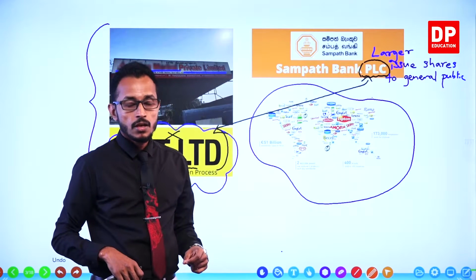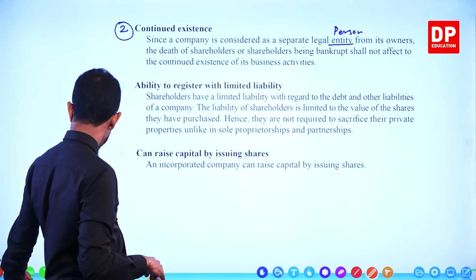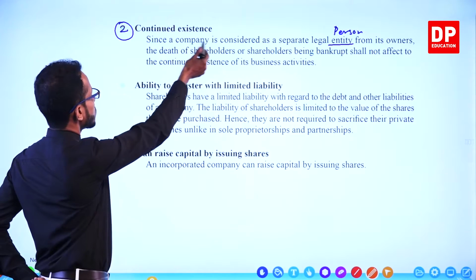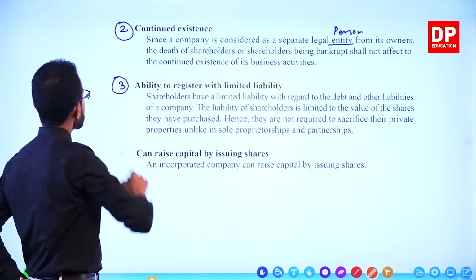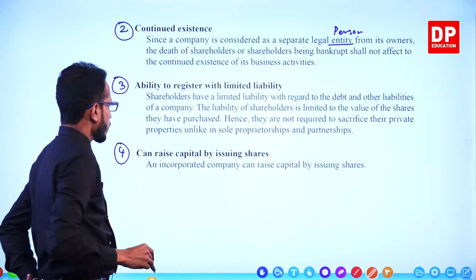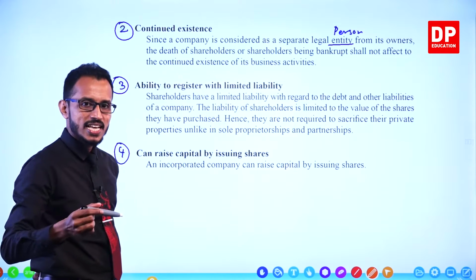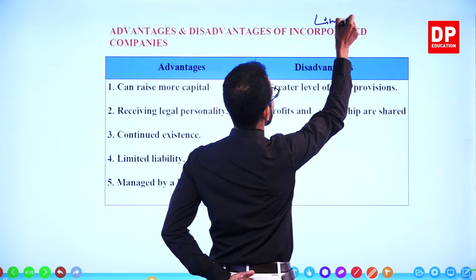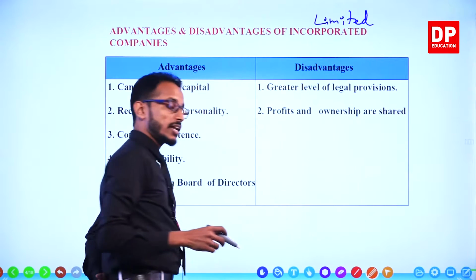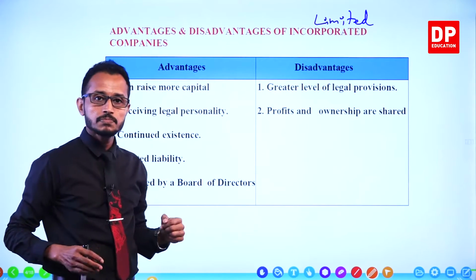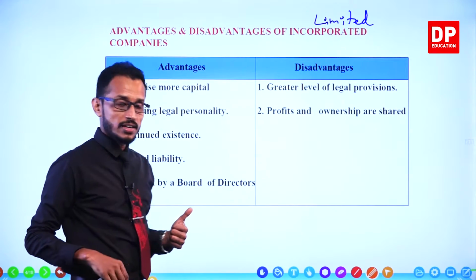So remember, these organizations have these features. Incorporation must be done, continued existence, ability to have the limited liability for the shareholders, and can issue shares and raise capital. We have advantages and disadvantages of limited companies. I will always use this word, children, because this is easier. And you too can use that. For incorporated companies, you can say limited companies. Let's see what are the advantages.